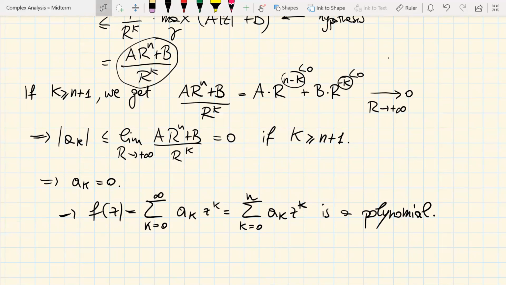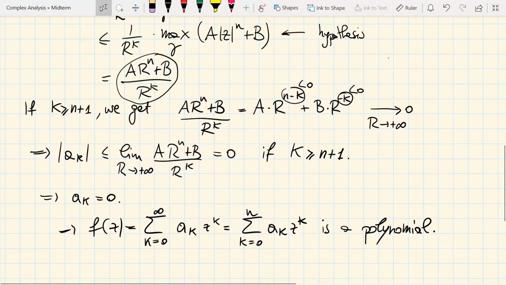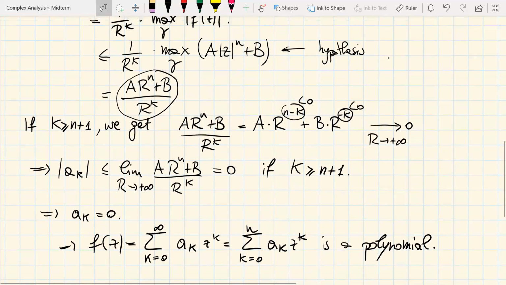So this is a proof that is a bit different from the proof you find in the PDF file, but the idea is actually very, very similar, and both are good.